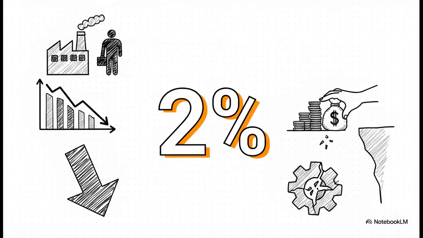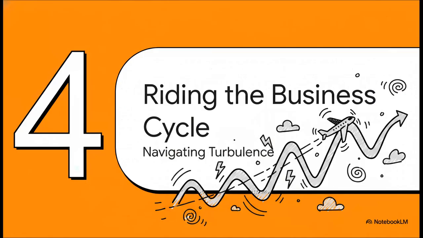Actually, we can put a hard number on exactly how punishing unemployment is to an economy using something called Okun's Law. Get this, for every 1% that the unemployment rate rises above its natural baseline, the economy loses about 2% of its potential GDP. That is a massive, tangible loss of wealth and output. It really just highlights how deeply intertwined the human element of labor is with the hard, cold mathematics of economic growth. Let's move to part 4 and see how all this builds, riding the business cycle.